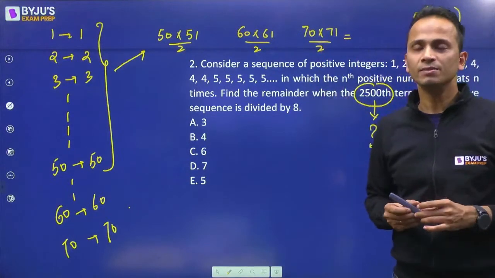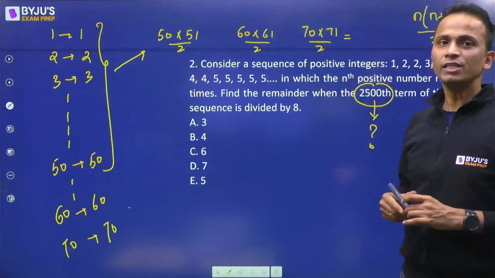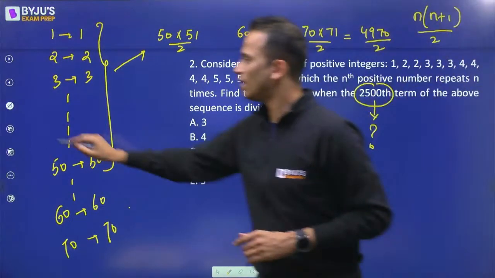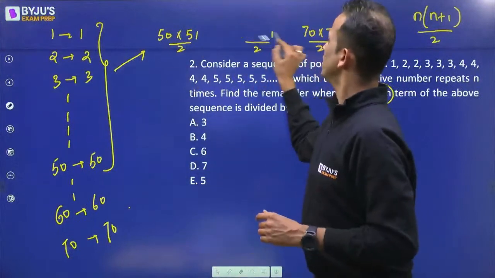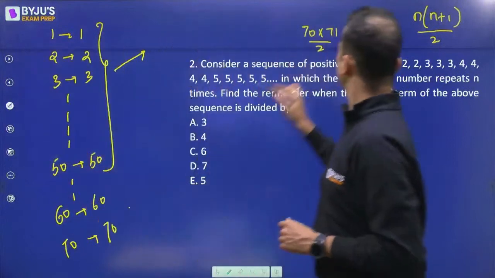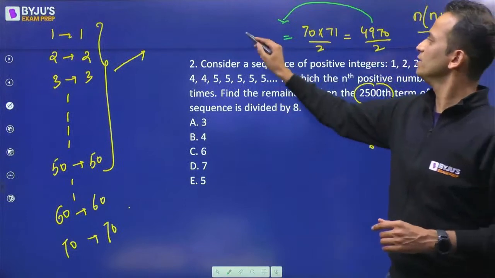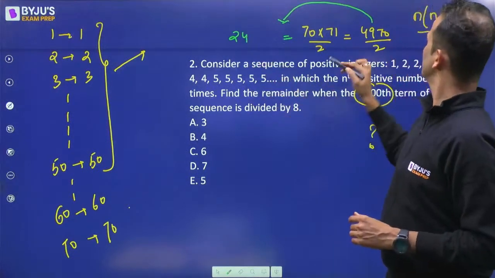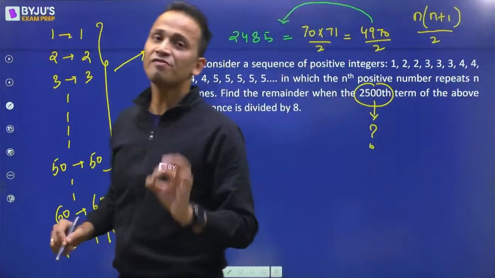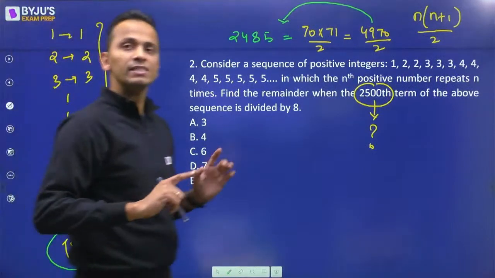70 into 70. 70 into 70 is 4900. Plus 70, 4970 divided by 2. Okay, अब ये calculate करते हैं. So I'll erase all of it. Okay, so this value 4970 divided by 2 will be 2485. So 2485 terms have been written if I have written 70 times.